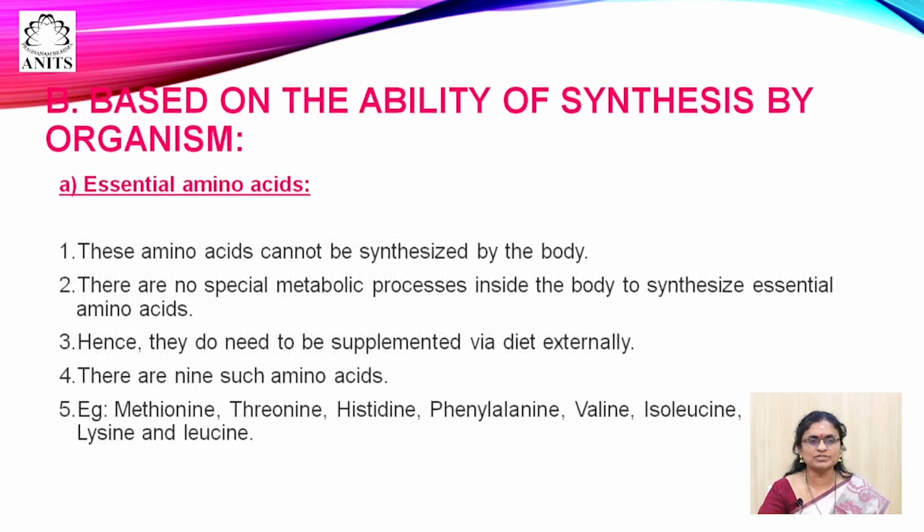The next one, based on the ability of synthesis by the organism. First one is essential amino acids. These amino acids cannot be synthesized in the body. There are no special metabolic processes inside the body to synthesize these essential amino acids. They need to be supplemented via diet externally only. There are 9 such amino acids. Examples for essential amino acids are methionine, threonine, histidine, phenylalanine, valine, isoleucine, tryptophan, lysine, and leucine.